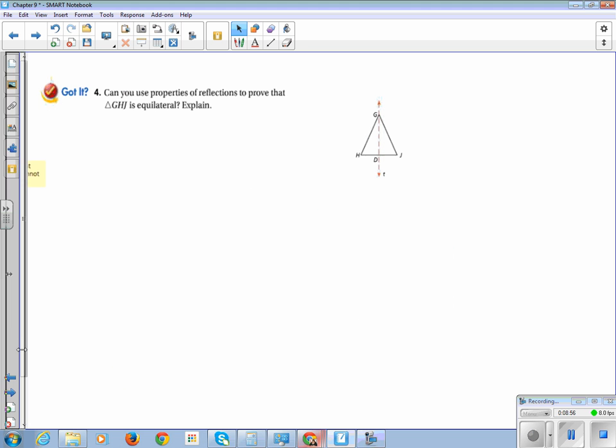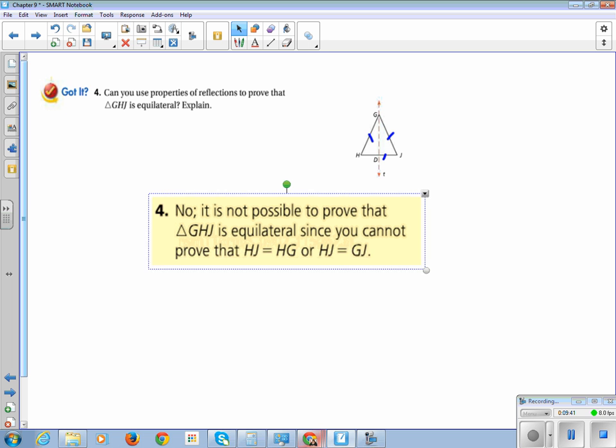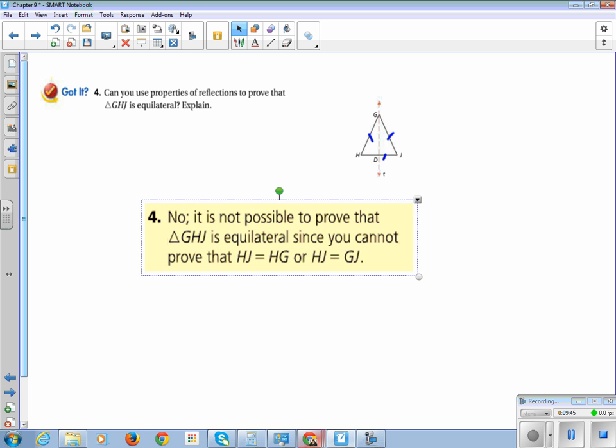All right, last one. Pretty sure this is the last one. So can we use properties of reflections to prove that GHJ is an equilateral triangle? Well, to be equilateral, I would need this side congruent to this side congruent to this side. I need all my sides congruent. And currently, what is the only side I know for sure that's congruent? GD. Yeah, GD is the only information I know. So it is not possible to prove that triangle GHJ is equilateral since we can't prove that HJ is equal to HG or HJ is equal to GJ. We just don't have enough information.